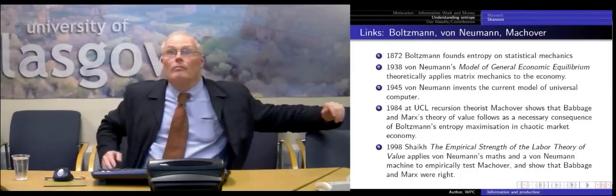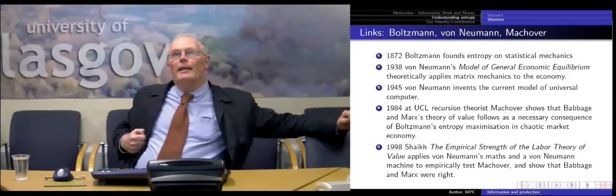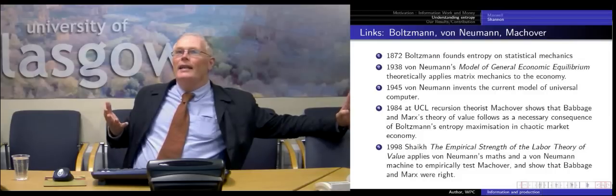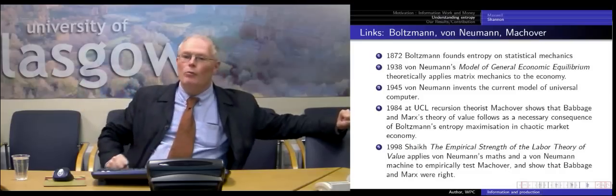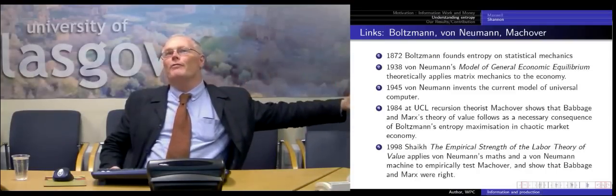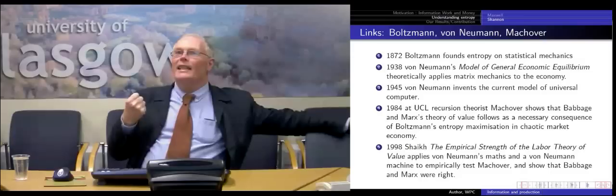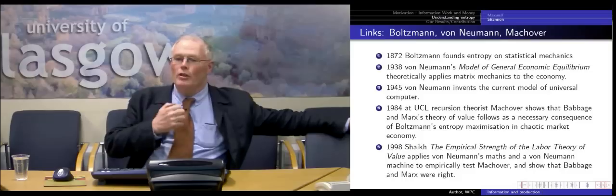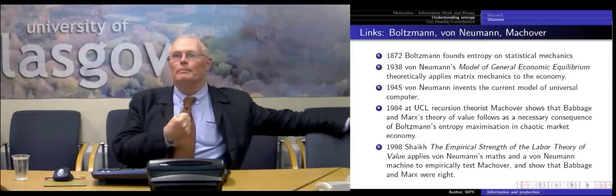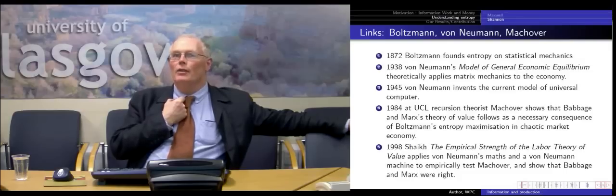More links. It's in 1872 that Boltzmann founds entropy on statistical mechanics. In 1938, von Neumann, in his model of general economic equilibrium, applies matrix mechanics to the economy. And in doing that, he was borrowing the matrix mechanics which he had previously applied to the formalization of quantum theory two or three years earlier. Then in 1948, von Neumann invented the current model of universal computer, which is not the Turing model, but an improvement on it. And that laid the basis for current computer technology.